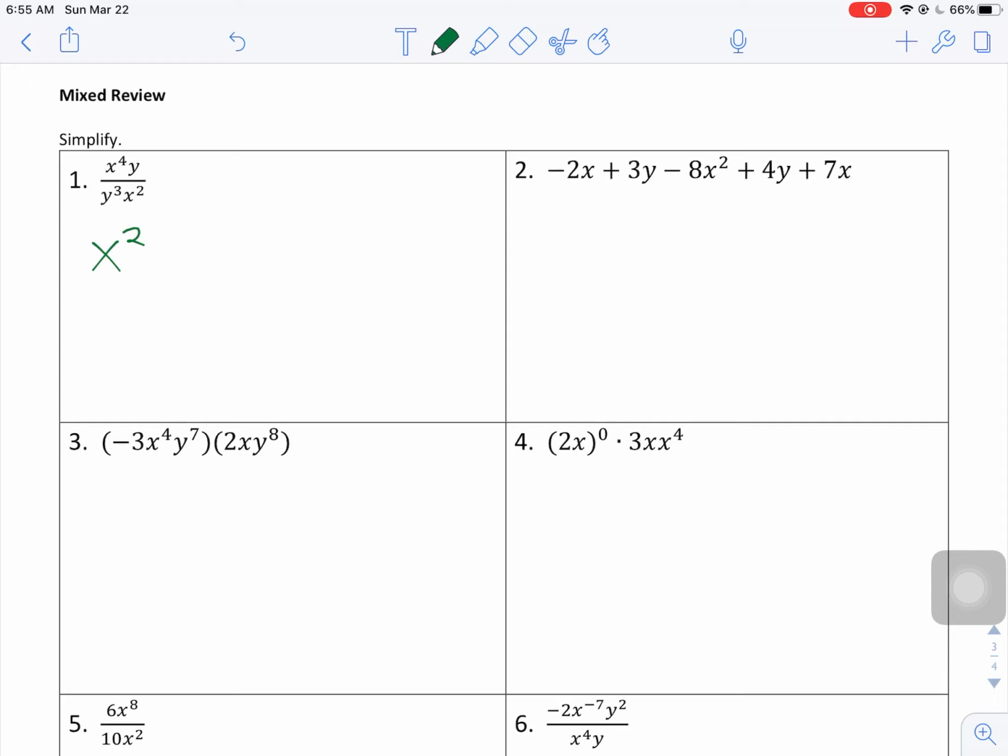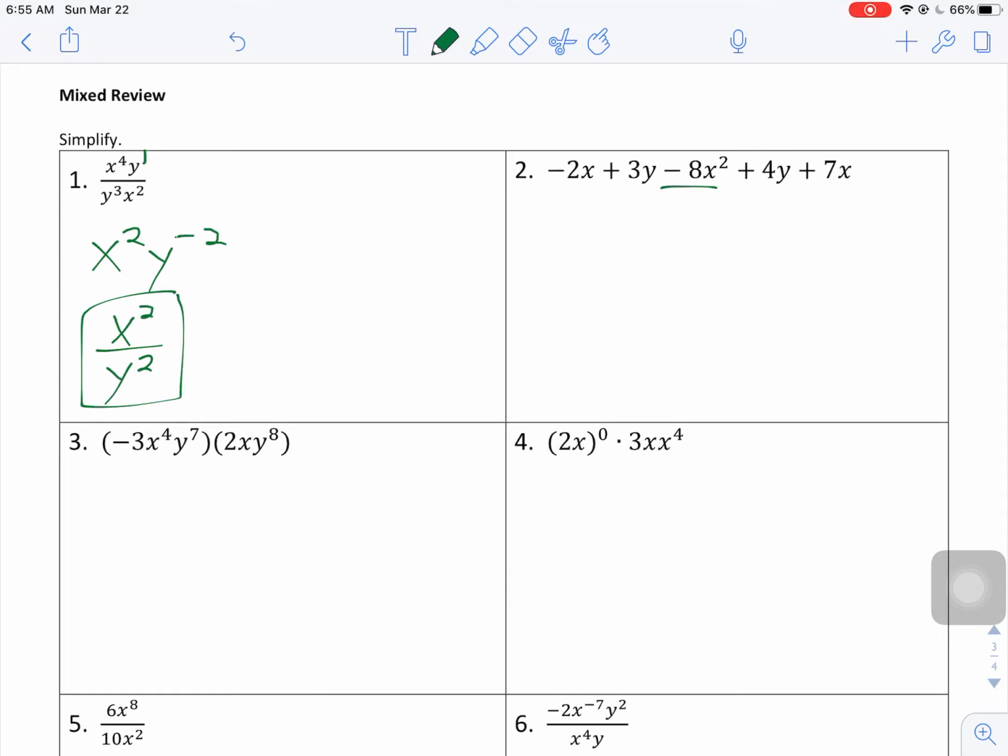And then remember with the y's, there's an invisible 1 as the exponent on the y in the numerator. So 1 minus 3 is negative 2. We're not supposed to have negative exponents in our final answer, so I'm going to leave the x squared alone, and then I'm going to flip the y to the negative 2 down to the bottom and make it y to the positive 2.